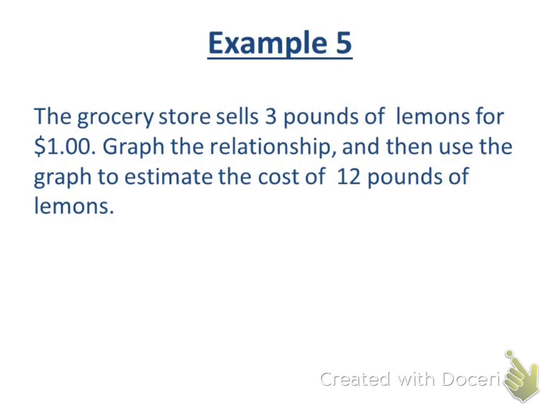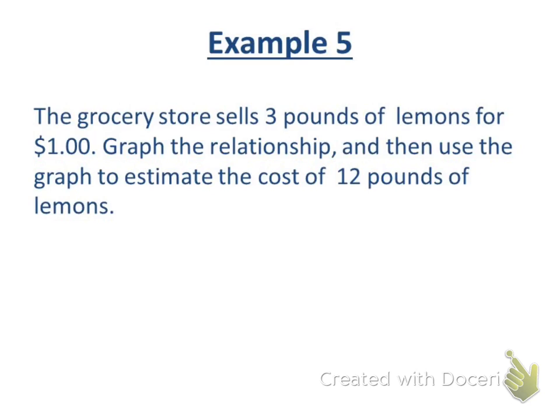Last one. The grocery store sells 3 pounds of lemons for $1. Graph the relationship and then use the graph to estimate the cost of 12 pounds of lemons. Now, I am going to go against the directions here because I do not think that graphing this is a clever way of doing it at all. Okay? First of all, we could just use logic and reasoning to do this, right? How much is 12 pounds going to cost? $4, right? Because 3 pounds, 4 times.